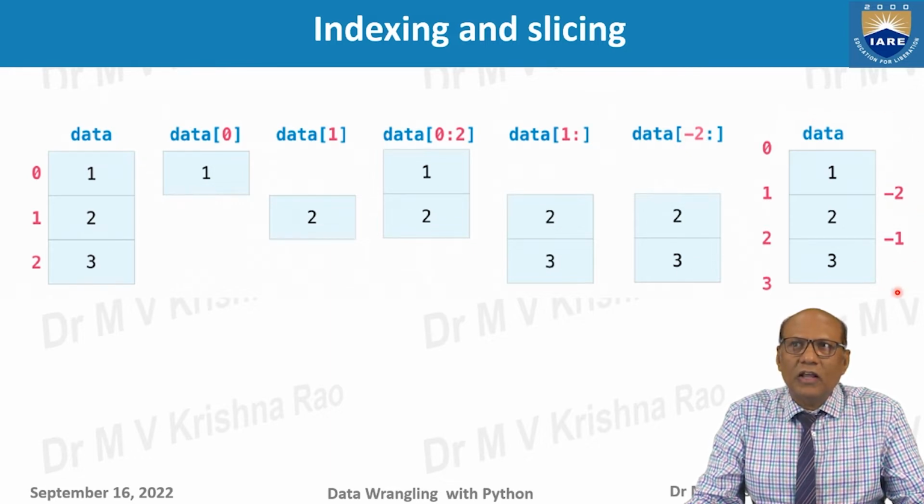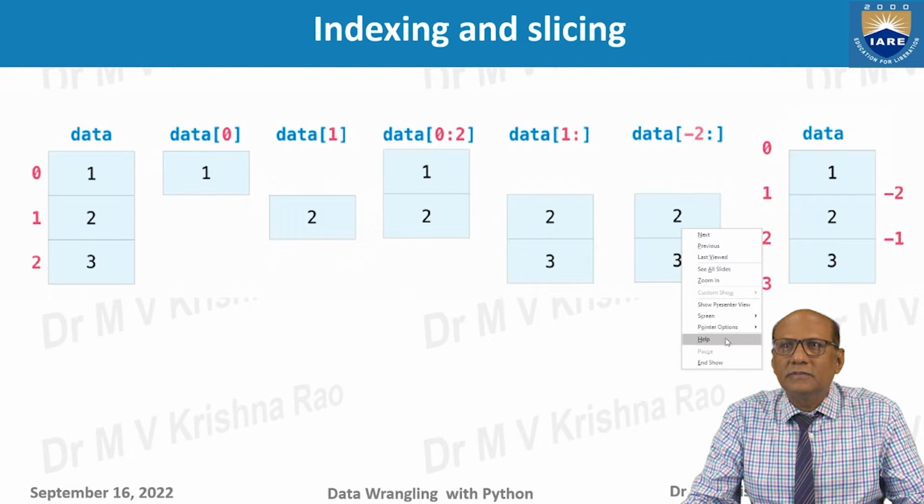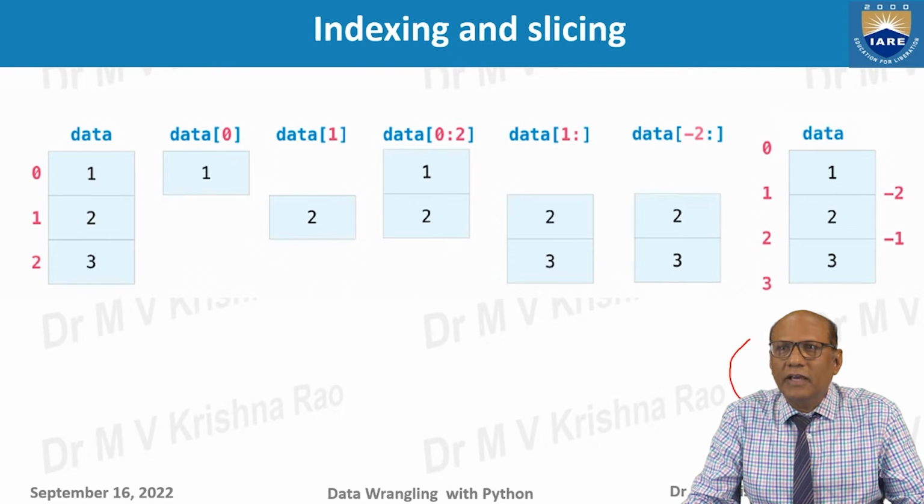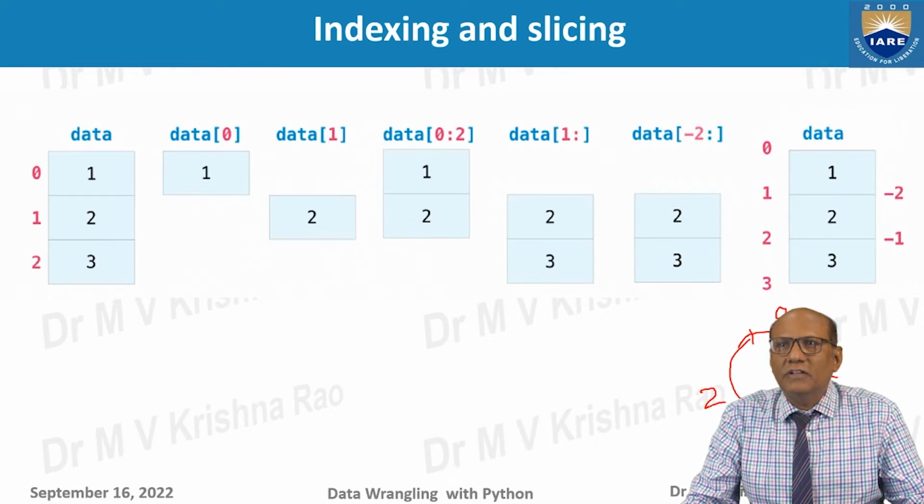So it is like a circular buffer. It is like a circular buffer, 1, 2, 3. So I have a circular buffer kind of thing here. Let us say this is 0, this is 1 and this is 2. So this is the 0th element, this is the first element, this is the second element. That is how it is in the circular arrangement.